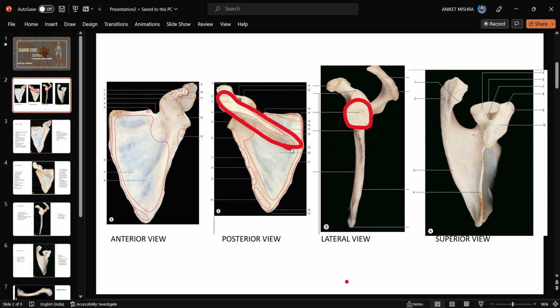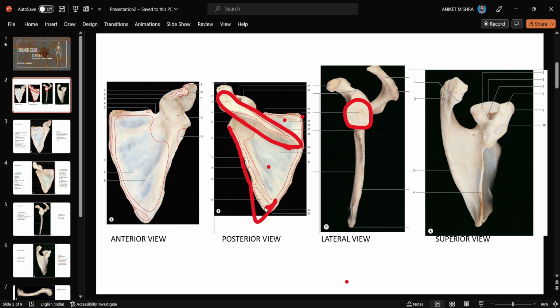This is the dorsal surface, and the spinous process divides it into the supraspinous fossa and the infraspinous fossa. The thickest is the lateral border. We see the lateral border in a posterior view. This one is the lateral border, and this border runs toward the inferior angle.